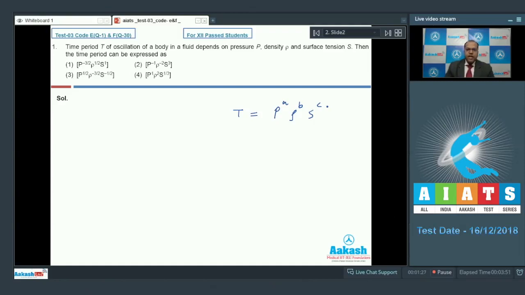So if I substitute the dimensional formula of P, ρ and S, then T is equal to [M¹ L⁻¹ T⁻²] raised to the power A, then the dimensional formula of ρ is [M¹ L⁻³] raised to the power B, and that of S is [M¹ T⁻²] raised to the power C. If I compare the powers of M, L and T on both sides and solve the equations, we find that the value of A comes out to be −3/2, the value of B comes out to be 1/2, and the value of C is equal to 1.